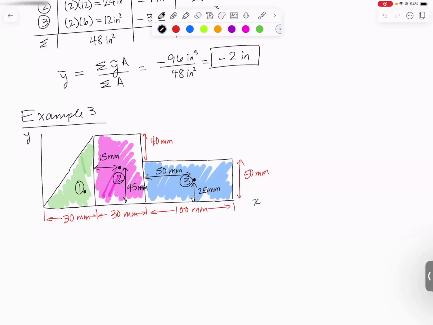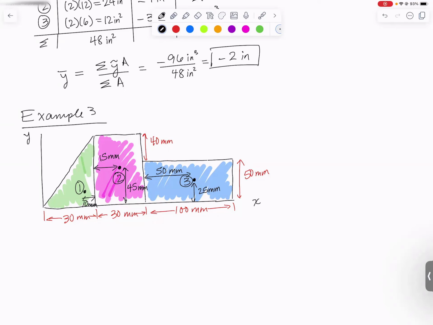And then for our triangle, you might remember from distributed loads that 1/3 is the number you want to use for a triangle. Whenever we have a side of a triangle, like this one that's 30 millimeters long, the centroid will be 1/3 of the way over. So instead of 30 millimeters, that distance will be 1/3 of that, which is 10 millimeters from the right edge, or 20 millimeters from the left edge.